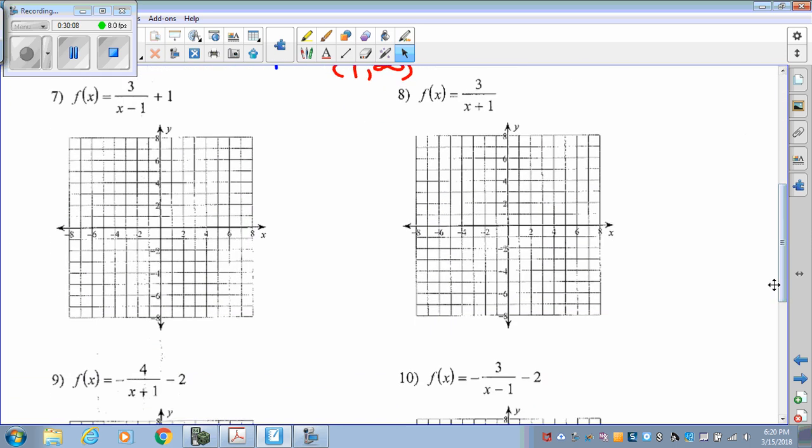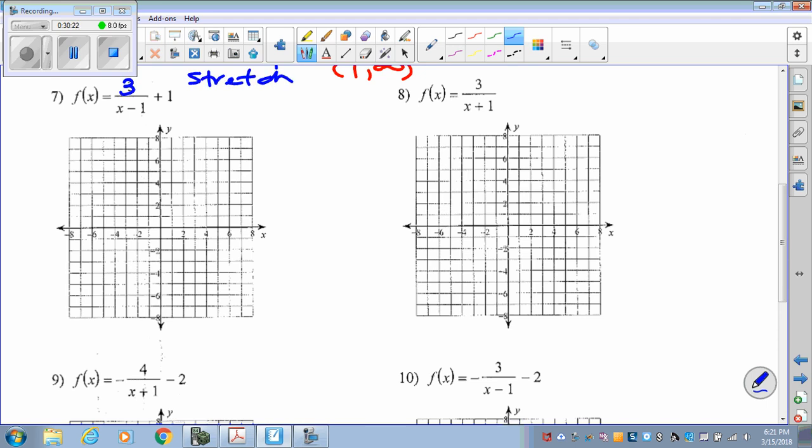All right, very good. So we'll just keep practicing this, and you're going to have these transformations down. So we'll say 7. Again, you've got a stretch of 3. Okay, and then there's a x minus 1, so it's going to go to the right 1, and then this is going to make it go up 1.